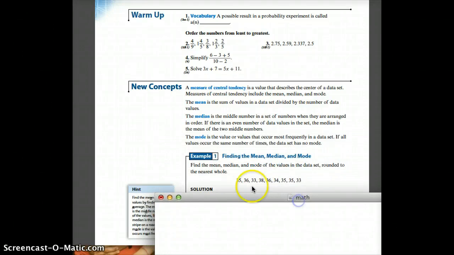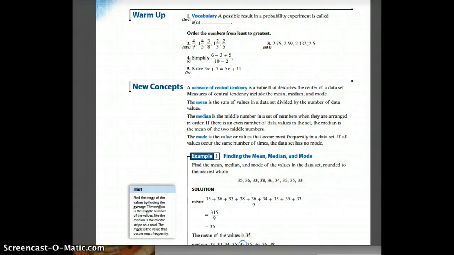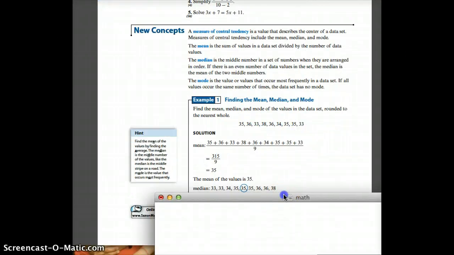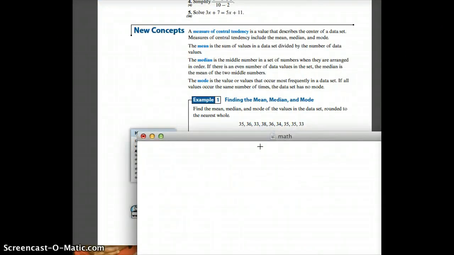Okay, so let's find the mean, median, mode of these numbers here. For the mean, you're going to need to have them in order. So I will put them in order. All right, so 33 is the smallest, and I like to put a little check mark by that so I know that I've used it. 33, again, check. 34, check. What's next? 35.